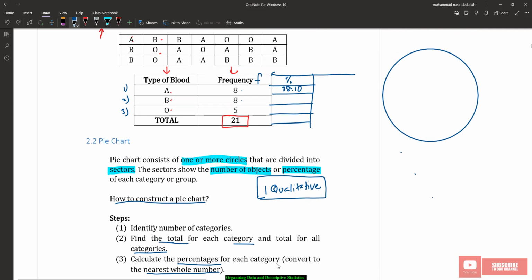So here they say convert to the nearest whole number. That means this is only 38. We put only 38 here. The whole number is easier to calculate. 38%. Right. So the same goes to column number 2, row number 2, which is 38%. And the last one is 5 divided by 21 multiplied by 100%. It should be 23%.